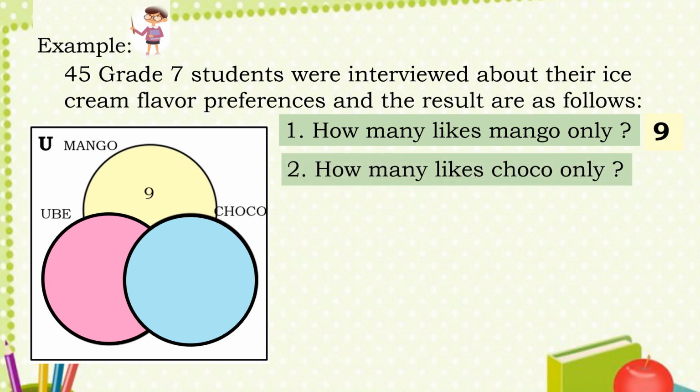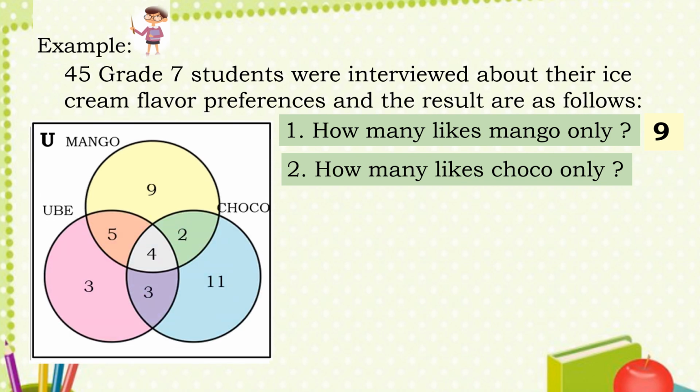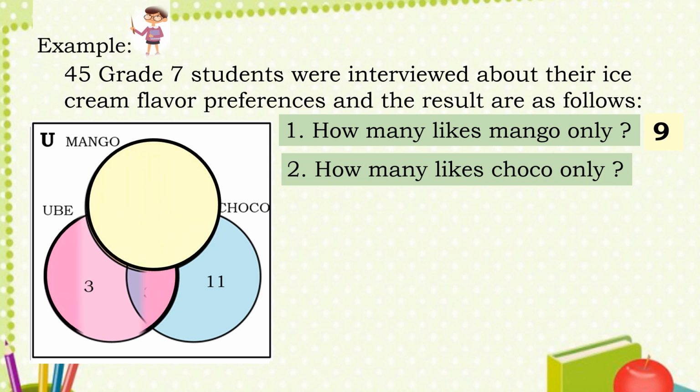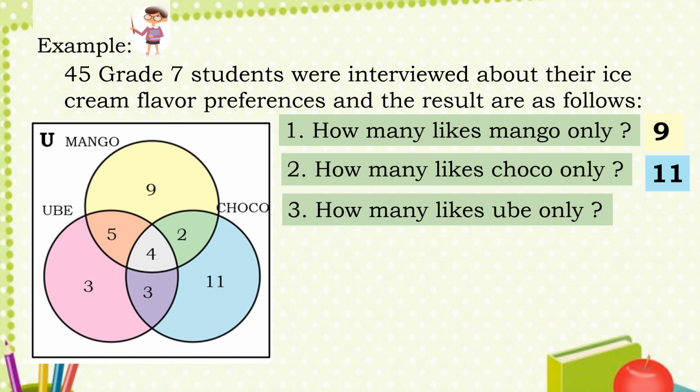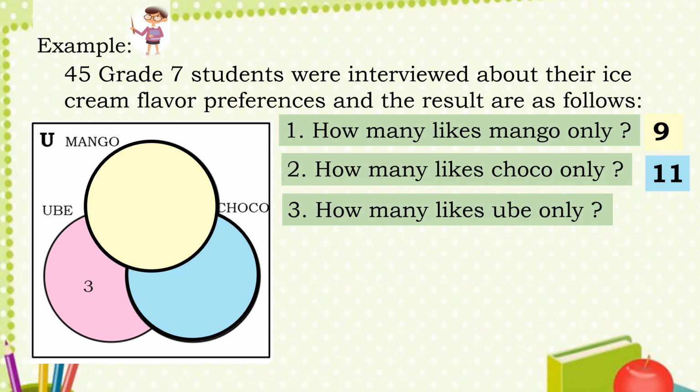Next, how many like choco only? We are referring to those students who don't like mango and who don't like ube. And the correct answer is 11. Now, number 3, how many like ube only? Ibig sabihin, ube lang ang gusto niya. Meaning to say, they don't want mango and they don't want choco. So, therefore, the correct answer is 3.